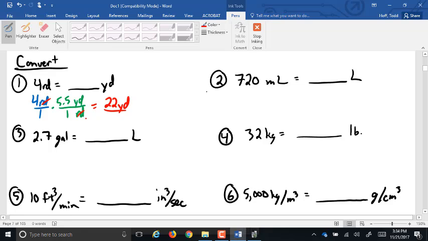On bottom, I have to double check this. 1 times 1 is just 1. So 22 yards divided by 1 is just 22 yards. Any questions on that one?